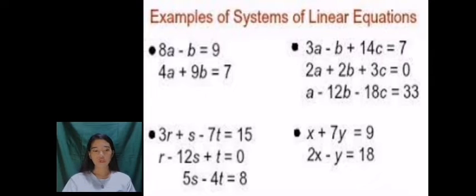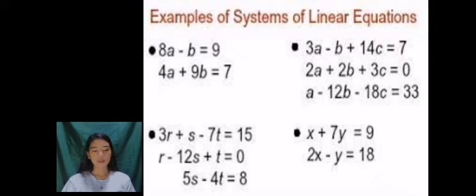We have the first example: 8a minus b equals 9 and 4a plus 9b equals 7. As you can see, in the first example we have two linear equations. That is what we call a system of linear equations. A while ago, I discussed that a system of linear equations has two or more linear equations in the values of x and y.